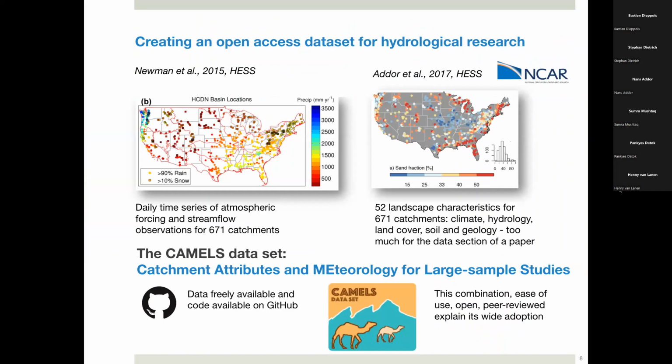When I arrived at NCAR, my colleague Andy Newman had already released a data set that brought together data from 671 catchments in the US.